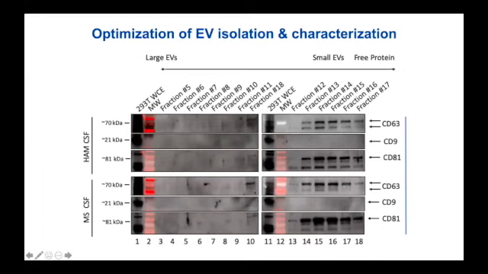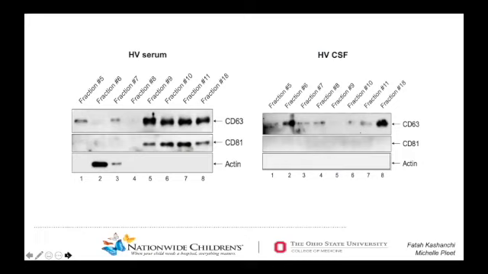This is just an example of our QEV fractions from HTLV1 infected CSF and MS CSF, showing that we had a lot of small EVs in our samples. We also had the luxury of having healthy volunteer CSF paired with serum, and I want to highlight here that we have heterogeneous populations of EVs in the serum versus the CSF.